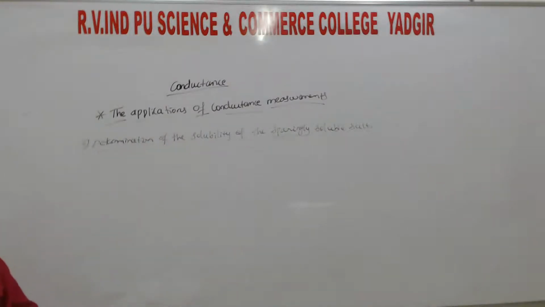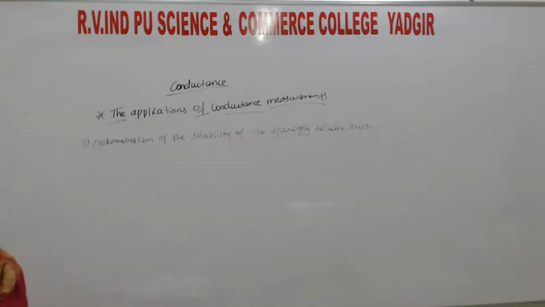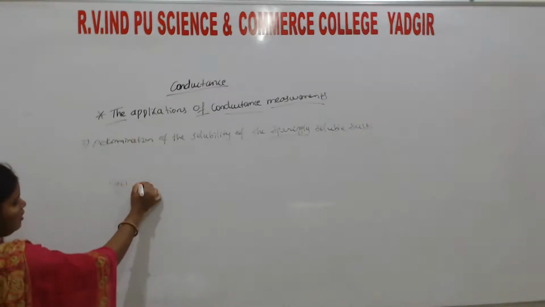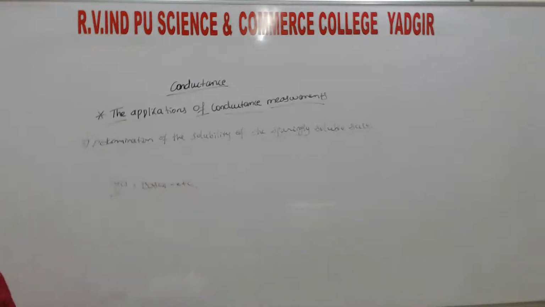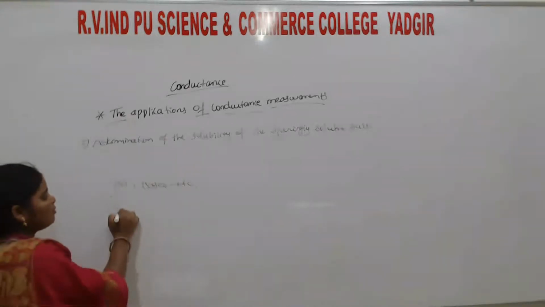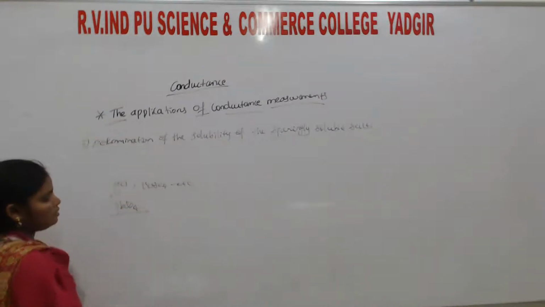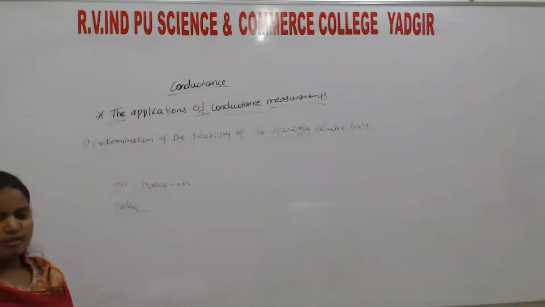Sparingly soluble salts. Here the sparingly soluble salt is silver chloride. The salts are silver chloride, barium sulfate, and another, lead sulfate. You can take another example, PbSO4. This is lead sulfate, and this dissolves in water to a very small extent.